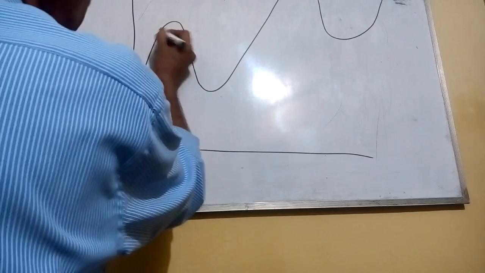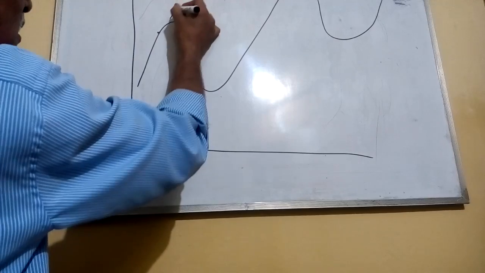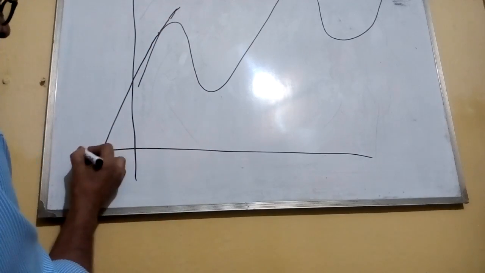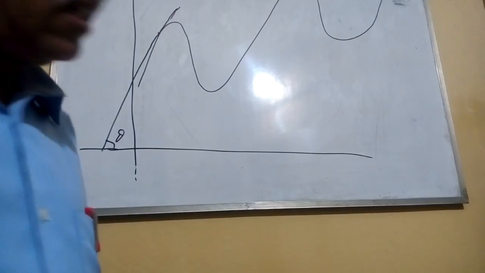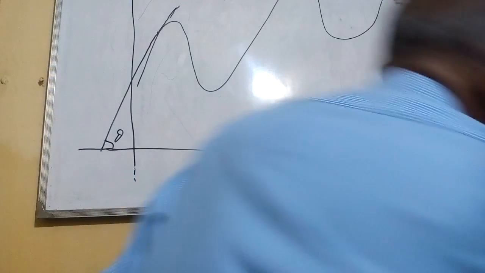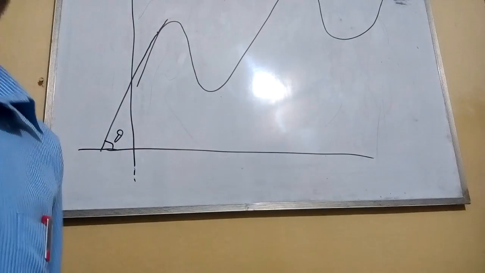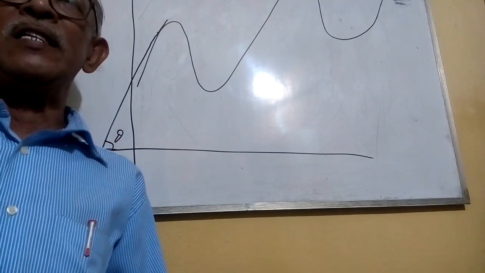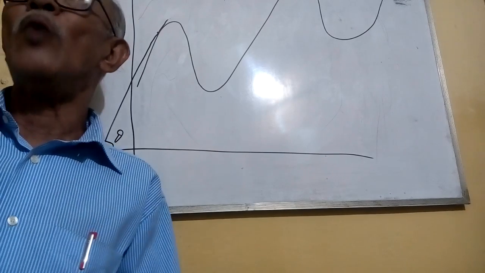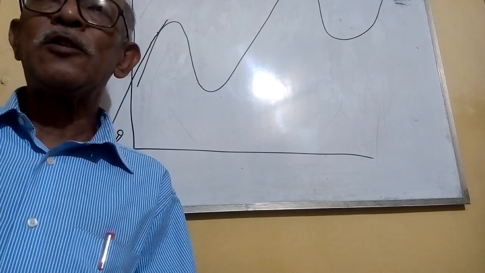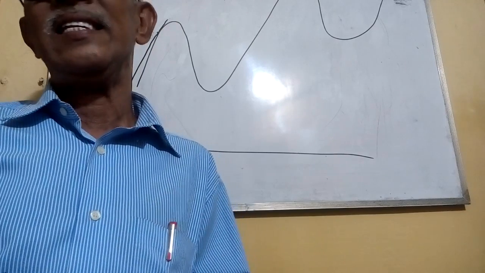Similarly, suppose we are interested to know the dy/dx at this point, you have to draw a tangent at this point. And this theta is an acute angle, and since it is an acute angle, it represents that tan theta is positive. Tan theta positive means the function is increasing, that is y increases as x increases.